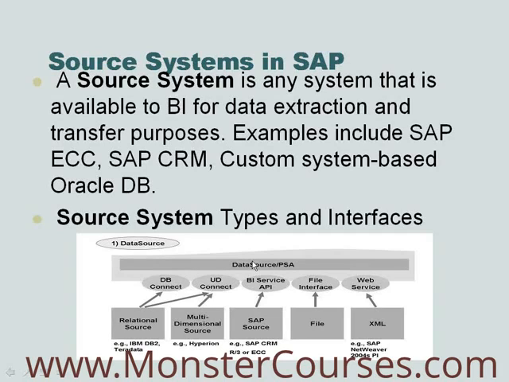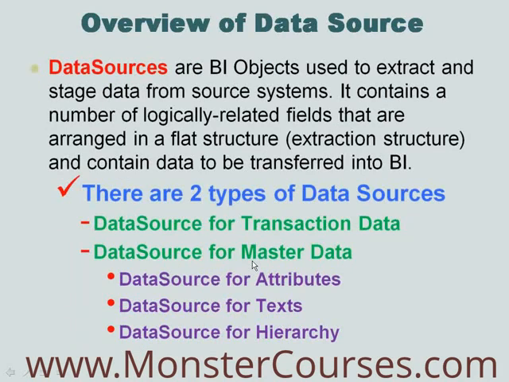So what do you mean by data source here? The data sources are BA objects used to extract and stage data from source systems. Basically, it contains a number of logically related fields that are arranged in a flat structure. As I told you, the structure creation is done at data source level. It contains data. It means the PSA will be in the data source, right? It contains data to be transferred into BI. BI is nothing but InfoCube here. There are two types of data sources: one is transaction data and the other is master data. This is exactly the data source.